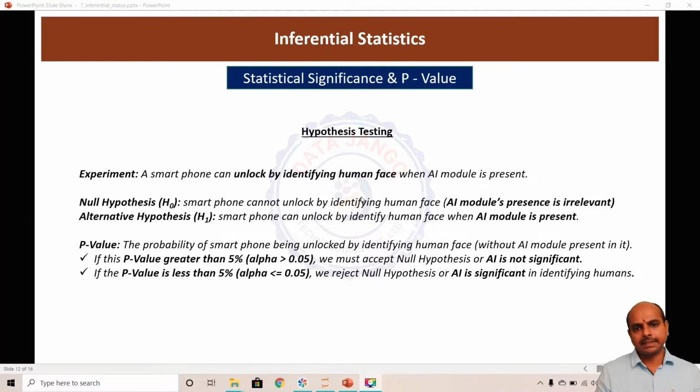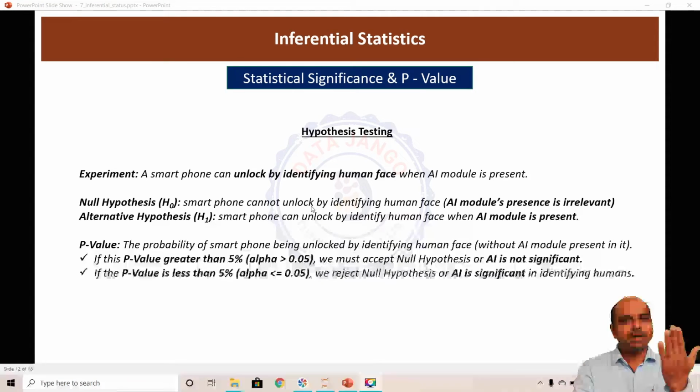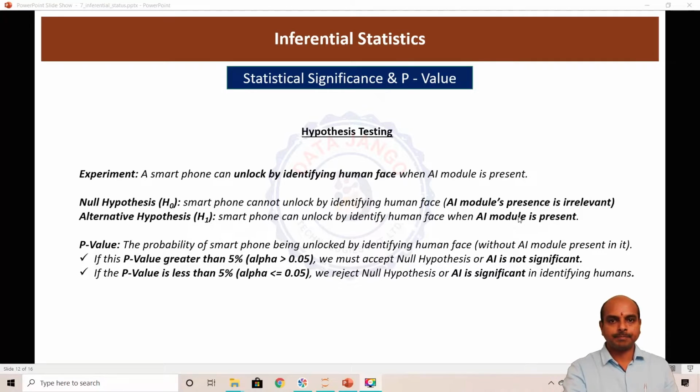Generally accepted fact here is a smartphone cannot unlock by looking at a human face. So that is the null hypothesis. Historically accepted fact. From the day the smartphones were invented, the smartphone cannot be unlocked by showing your face to the phone. Right? That is the null hypothesis. The alternate hypothesis is opposite to null hypothesis. Smartphones can identify human beings or unlock by identifying human face when AI module is present.